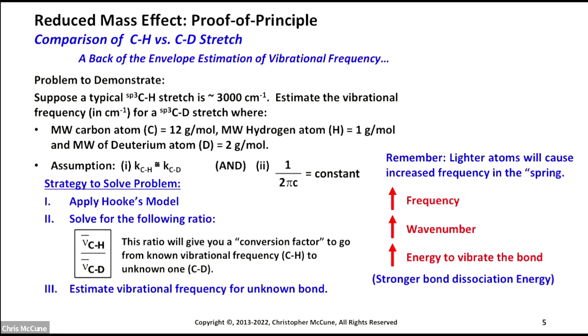Okay, so the strategy to solve this problem is we want to find a ratio of the wave number for the CH stretch to the CD stretch, because once we know that ratio, then just by knowing where the CH stretch shows up, we can approximate where the deuterium CD stretch would show up in the IR. And then I'll show you an IR to say, hey, that approximation's pretty close.